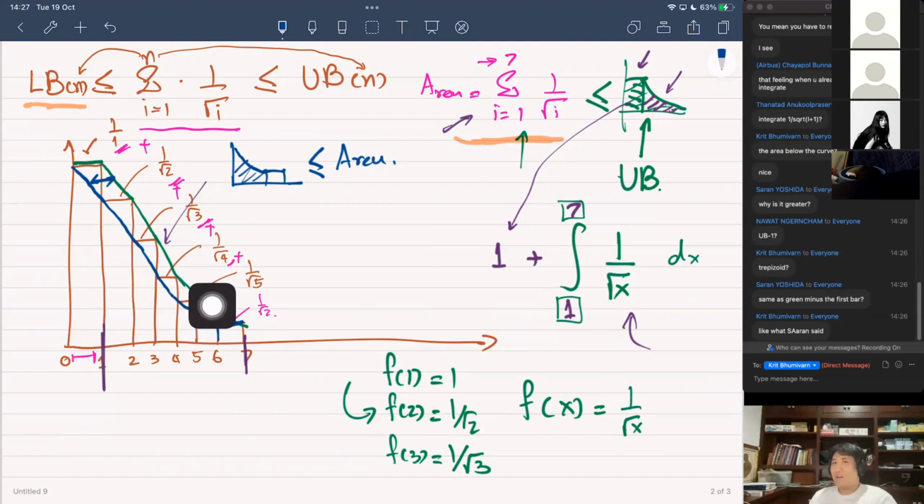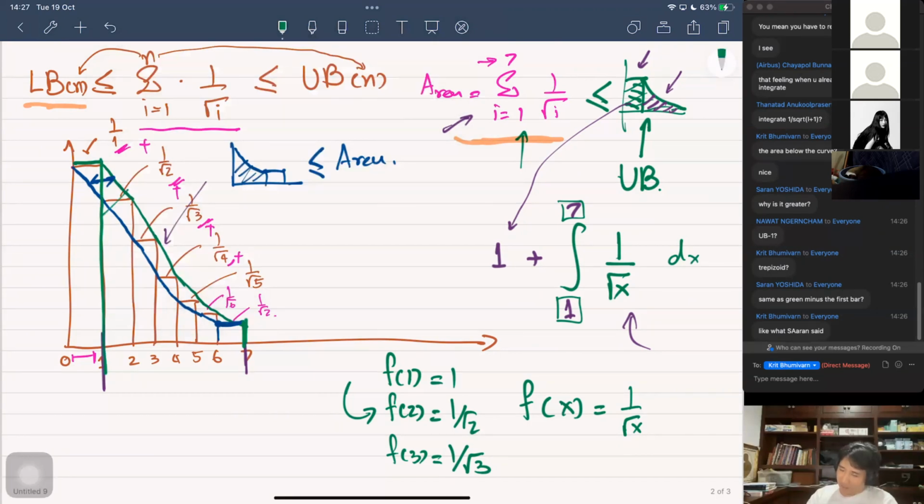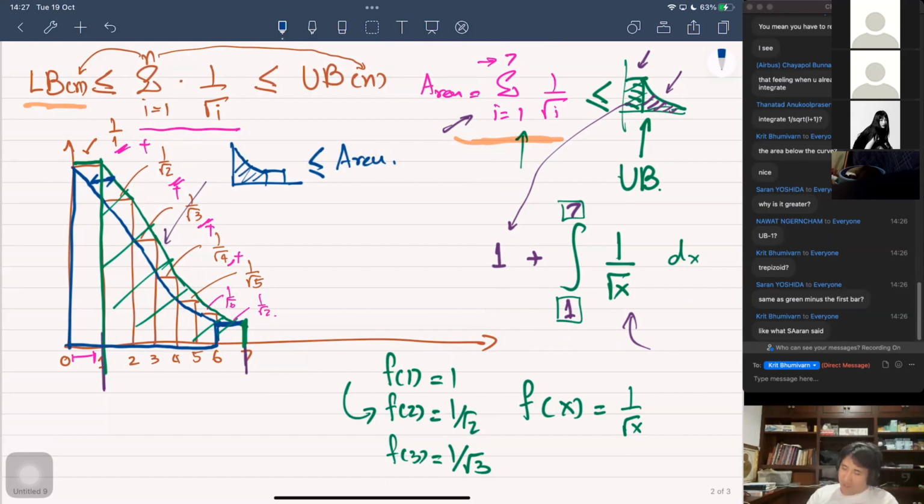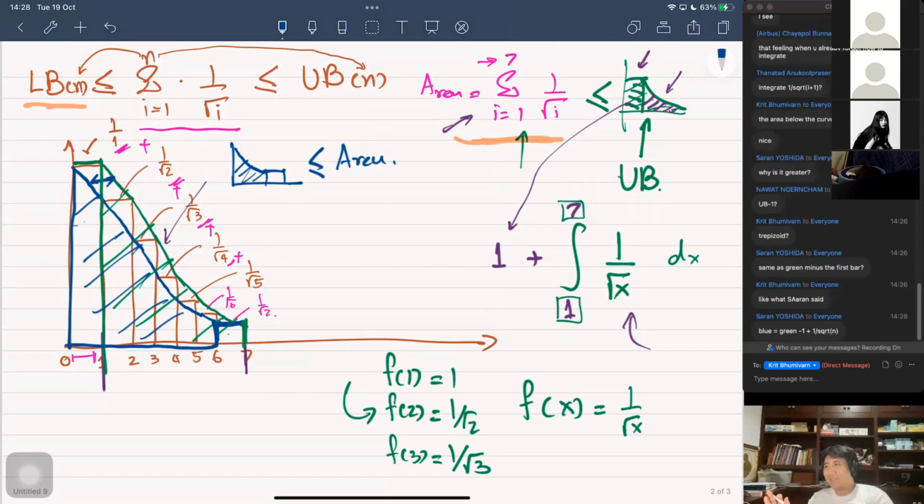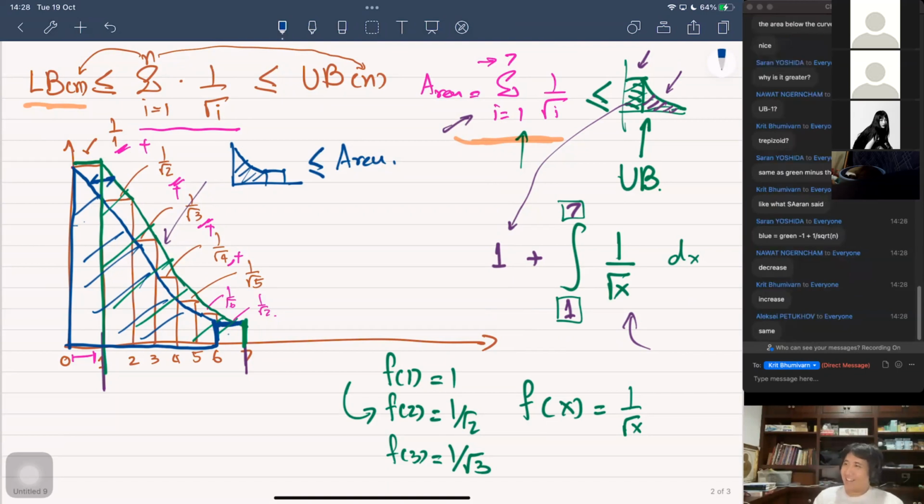So the question is, when you shift the graph, what happens to the area? Wait a second. Let me make sure that everyone is with me. The green is this piece. The blue is this piece, up until minus the last one. You can sort of see they are just shifted to the left. So if you shift the graph to the left, what happens to the total area under the graph? Decrease? No, it's the same, right? What I am claiming here is that this area and this area are exactly the same thing.